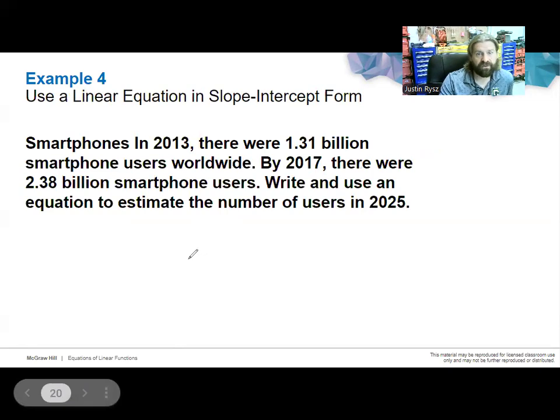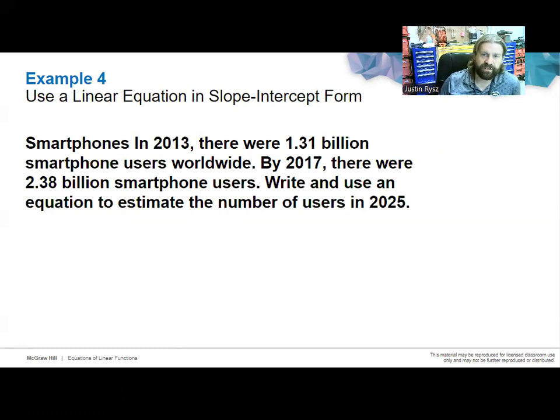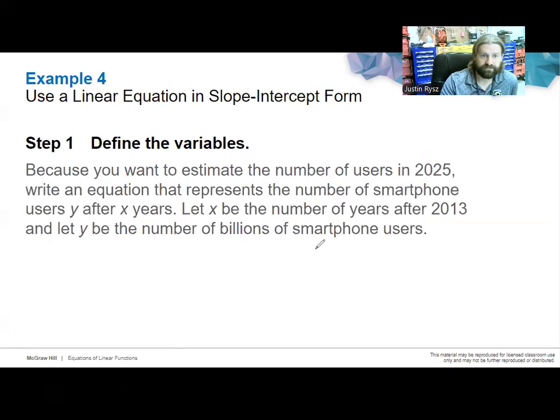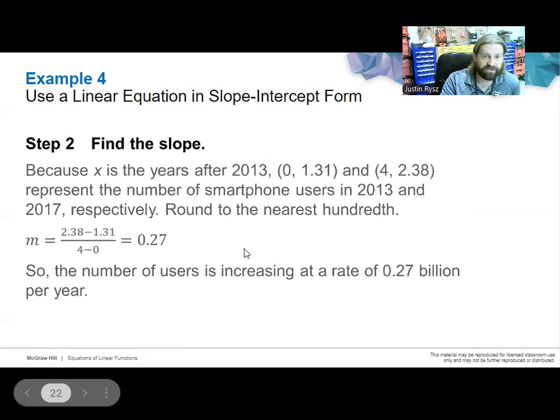Okay, give this a try on your own here with this story problem. Smartphones in 2013 were 1.31 billion users worldwide. In 2017, there were 2.38 billion smartphones. Write and use an equation to estimate the number of users in 2025. All right, so what we want to do is first define the variables. So y could be the users, and x would be the years. So x could be the years after 2013 and y could be the number of billion smartphone users.